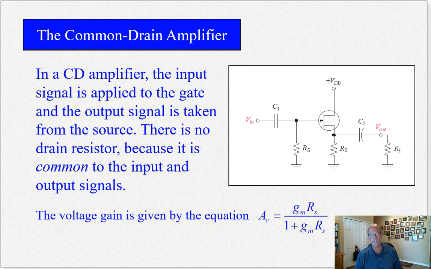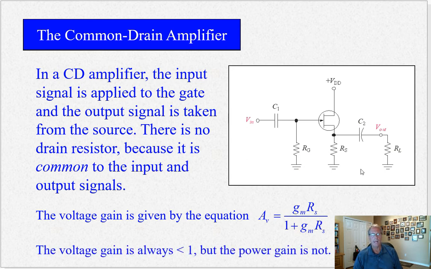And here's the voltage gain. And you could put on your equation sheet, common drain amplifier, voltage gain. There's the equation for it. So when you see this on the final exam, for example, if it's there, you'll get it right, because you have this equation right here. And voltage gain is always less than 1, but not much lower than 1. Okay, power gain is high.